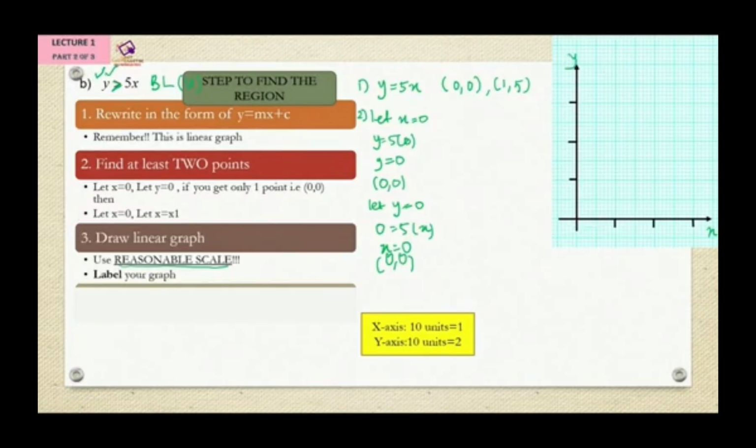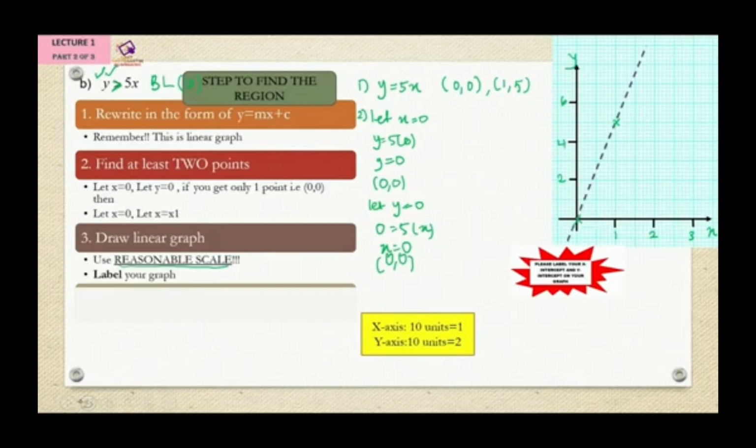So since for x-axis the scale is 10 units equals to 1, so here we write 1, 2, 3. And then for y-axis 10 units equals to 2, so here will be 2, 4, 6. So the point that we get is 0, 0. So mark your point. So this is 0, 0 and 1, 5. So the point is here 1, 5. Then you should draw your linear graph. So this is your linear graph.